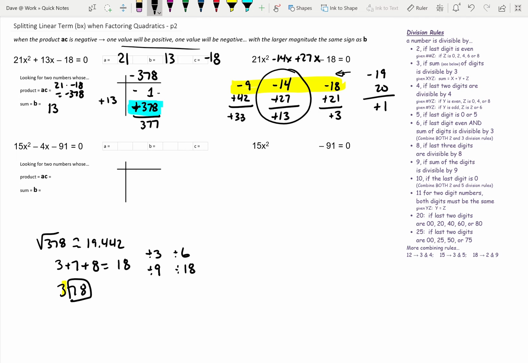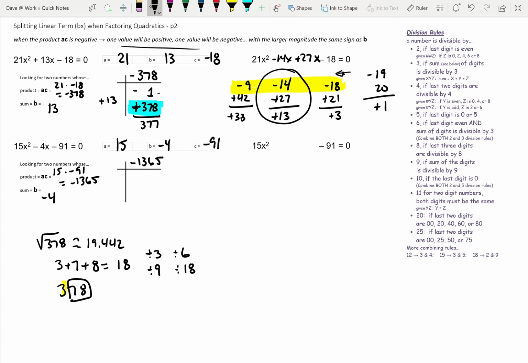So if I was to use the bottom example where a is 15, b is negative 4, and c is negative 91, and multiply 15 times negative 91, I would come up with negative 1,365. B, on the other hand, would be negative 4. So my product being negative 1,365 says I should expect a positive and negative number.